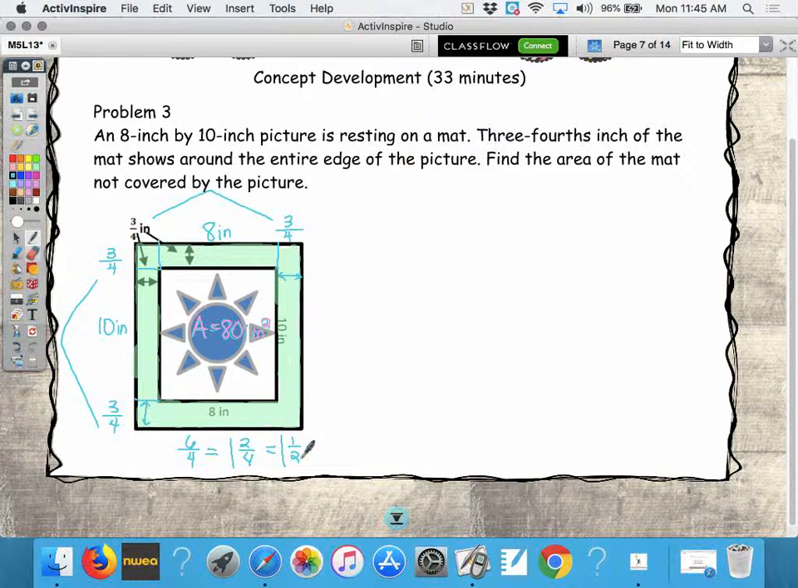So we've got 10 plus 1 1/2. Abdiel, what's 10 plus 1? Add a half. Okay, that's my width. Now my length is 8 plus what? 1 1/2. What's 8 plus 1? 9. Plus a half. 9 and a half. So there's what we have to figure out. That would be the total, whatever's in the frame, the total area. Then we can take out the picture to figure out how much mat there is.